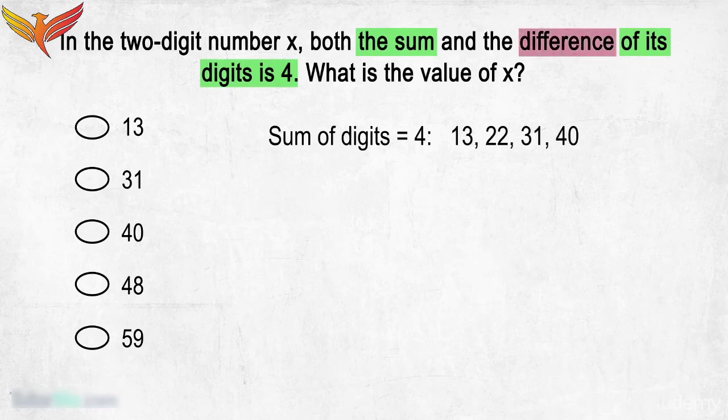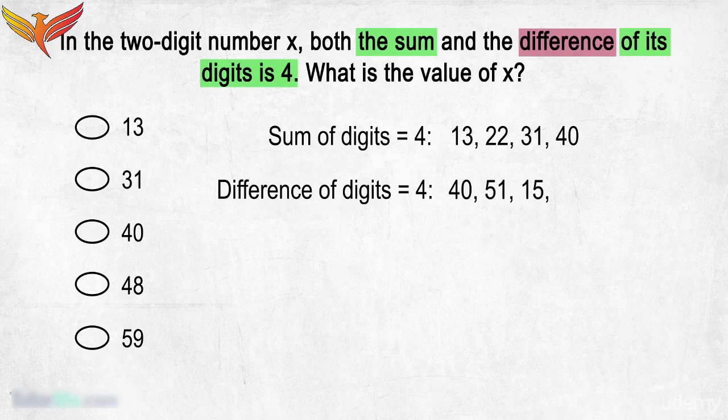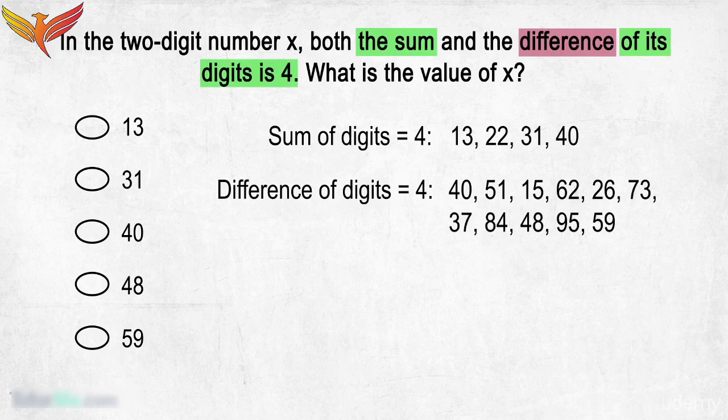Next, we know that the difference of x's two digits is also 4. So we can list out the possible numbers whose difference is 4: 40, 51, 15, 62, 26, 73, 37, 84, 48, 95, and 59. Since the two digits of x need to have both a sum and a difference of 4, we know that it's going to appear in both of these lists. We can see that the only number in both lists is 40. That's our answer.